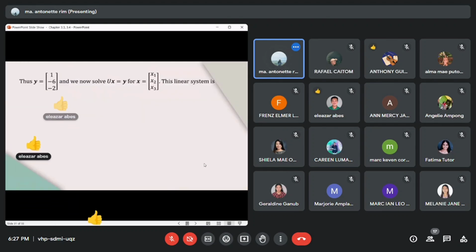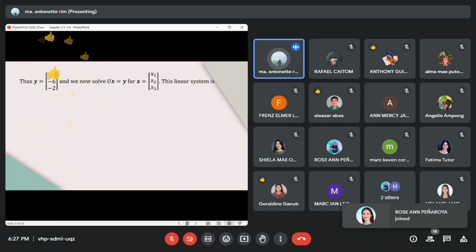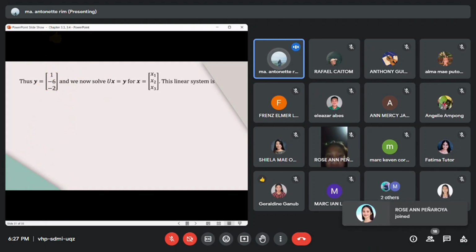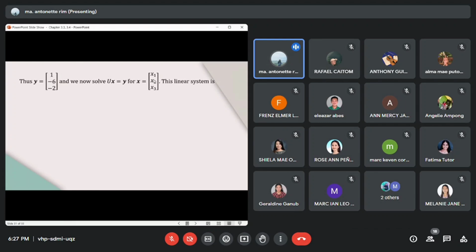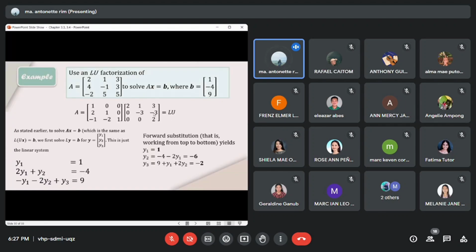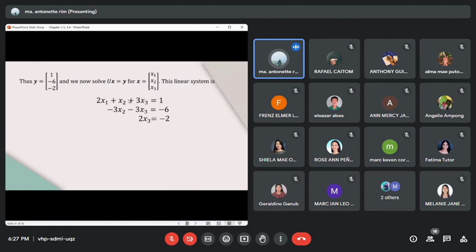Yes, thank you. Okay, so thus y is equals to mao ni y sub 1, y sub 2, and y sub 3: 1, negative 6, and negative 2. So after that, we now solve Ux is equals to y to find the values of x: x sub 1, x sub 2, and x sub 3. So this linear system is gikan ni siya sa ato ang U. So atong gi-substitute sa ato ang U nga kani siya. So we write this into this system of linear equations.